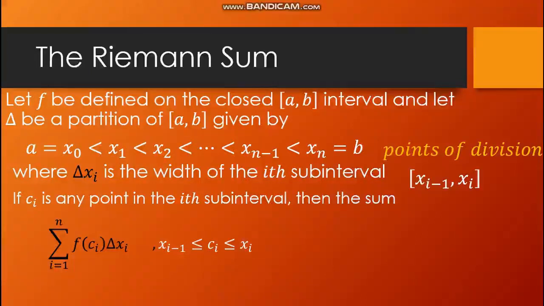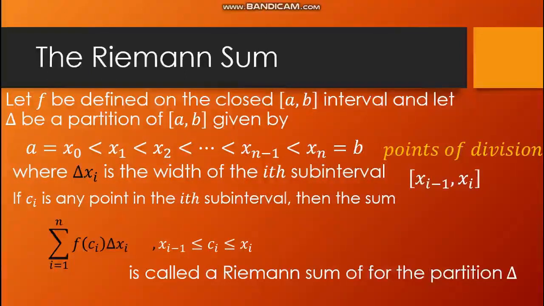x sub i minus 1 is less than or equal to c sub i less than or equal to x sub i. This is what we call the Riemann sum of the partition delta. Now, we can use here the right endpoint or left endpoint. Our right endpoint, for the interval we are referring to, the ith subinterval, x sub i is the right endpoint, and x sub i minus 1 is the left endpoint.